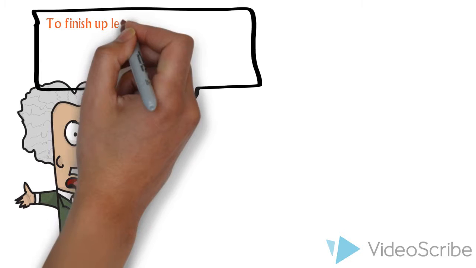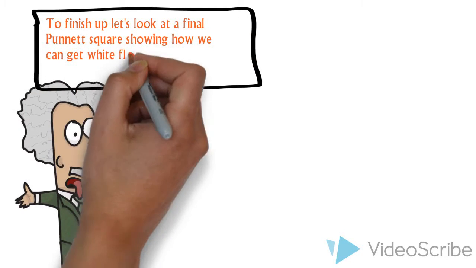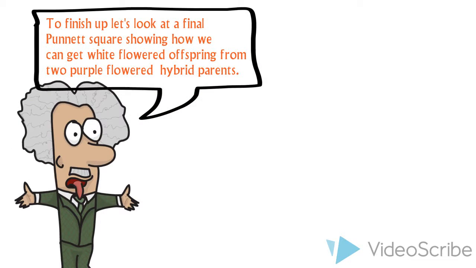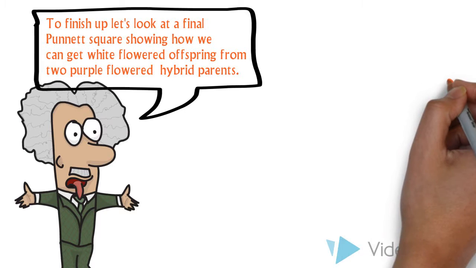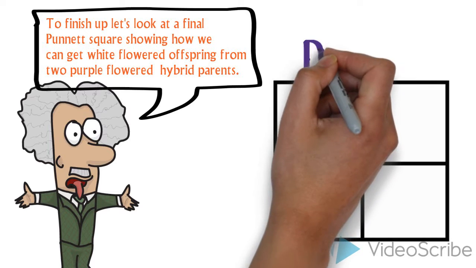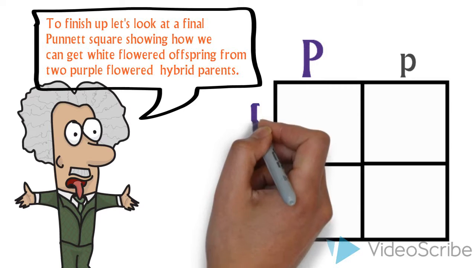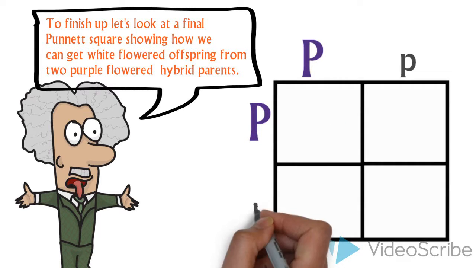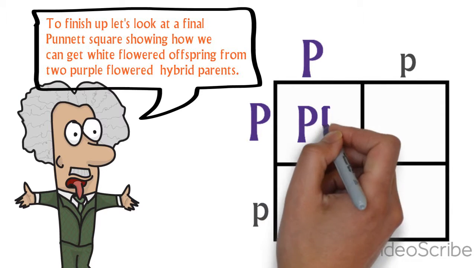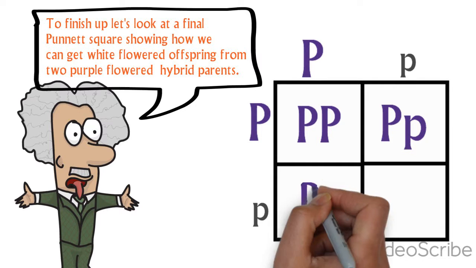To finish up, let's look at a final Punnett square showing how we can get white flowered offspring from 2 purple flowered hybrid parents. And our Punnett square again. This time the parents are both hybrid, meaning they show purple flowers, but they do carry a recessive allele, being that they will now be an uppercase P and a lowercase p for each parent. We move down and across again, filling in our Punnett square.